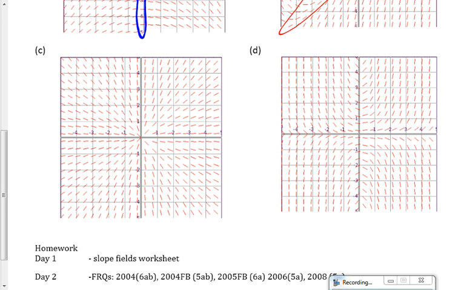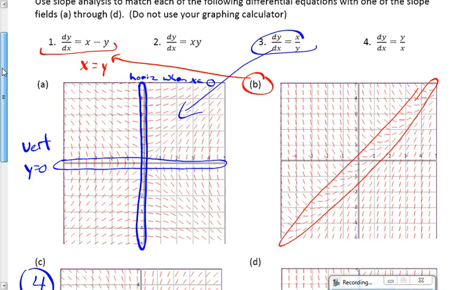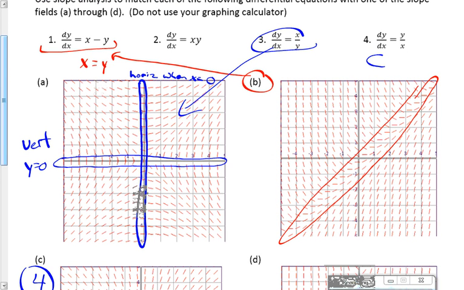Are we okay with these, or do you want me to keep going? You okay? C goes with equation 4. D goes with equation. This goes with C. This goes with D. So B, D, A, C, right?